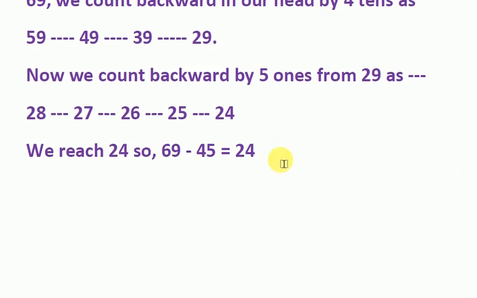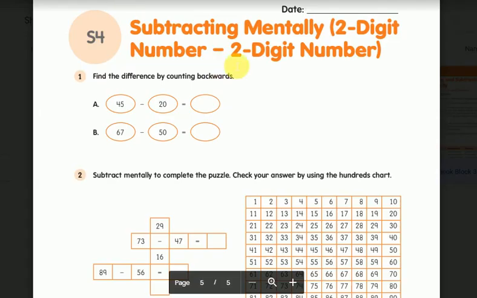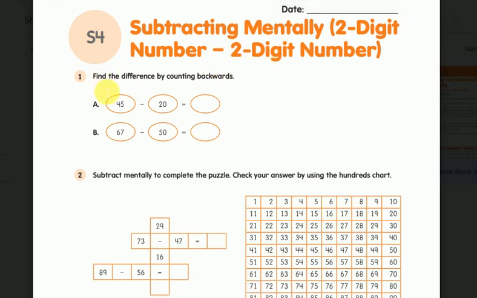Now children, open your workbook S4, subtracting mentally 2-digit numbers minus 2-digit numbers. The first question here is find the difference by counting backwards. You already know subtraction means counting backward.